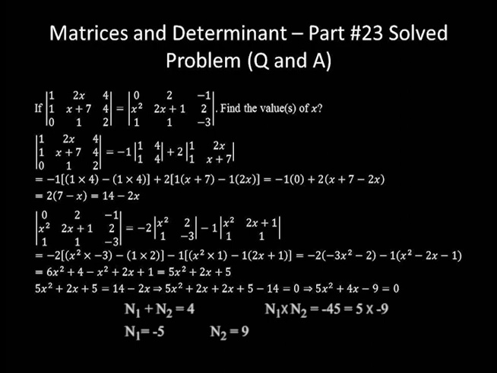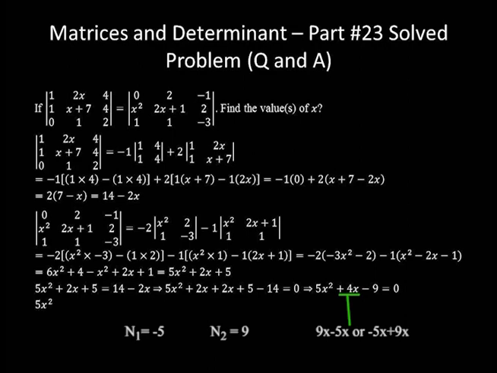Then we have to write this 4x as the sum of these two numbers, meaning we have to replace this 4x by 9x minus 5x or negative 5x plus 9x. So let's rewrite the equation. That's 5x squared plus 4x, meaning minus 5x plus 9x, minus 9 equal to 0.